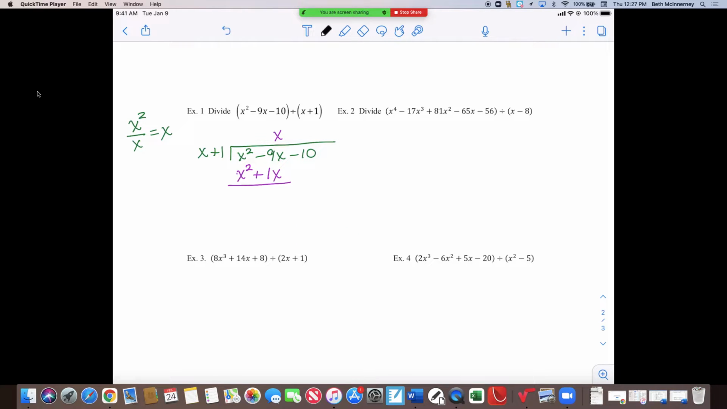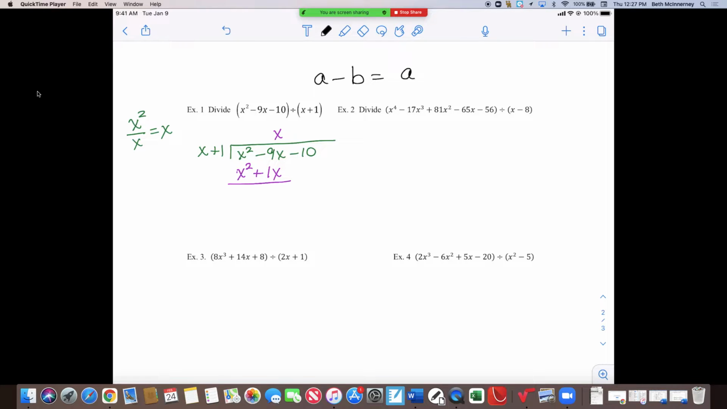So what I do is instead of literally subtracting, I add the opposite. Do you remember A minus B is A plus the opposite of B? Do you remember that from pre-algebra? So watch what I'm going to do. I'm going to take the opposite and then add the column instead of subtracting because it's the same thing. So the x squareds cancel and I get negative 9x plus negative 1x, which is negative 10x.